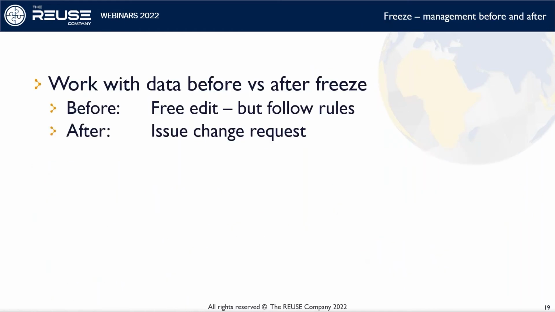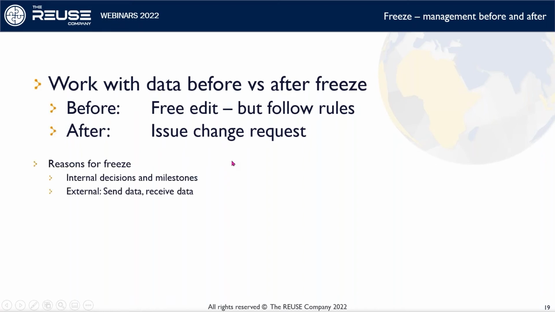Okay, before, after, freeze. As I said, before you freeze, just work on individual people will do their job and they will produce data following rules. And after, hands off, don't do anything, but you can issue a change request, and after approval, it could be updated. Why should we freeze things then?